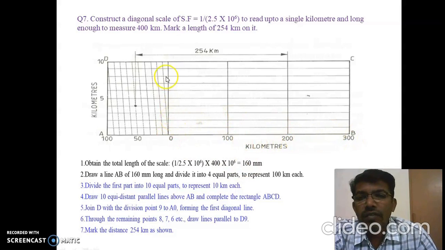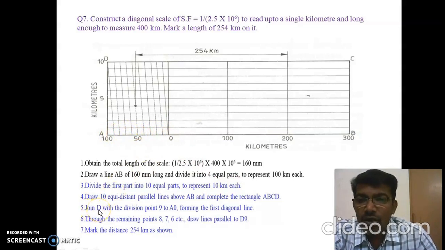Right. So the first division is to be taken as 0. As usual, 100, 200, 300, and to the left side of the 0 is 100 kilometers. So divide this left side single portion of 100 kilometers once again into 10 equal parts to represent 10 kilometers. So here each division represents 10 kilometers.